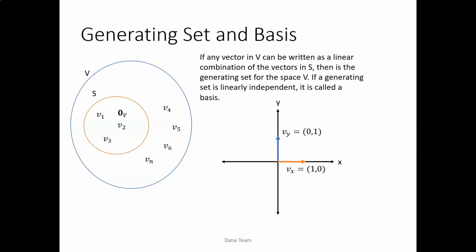This is similar to linear dependence or independence, or not similar but related. If any vector in V can be written as a linear combination of vectors in the subspace S or the set S, we can say that that subspace or that set of vectors is the generating set for the space V. And if the generating set is linearly independent, it's called a basis.